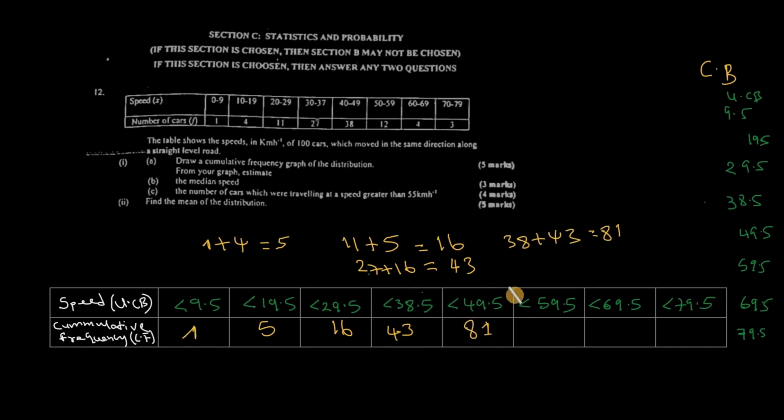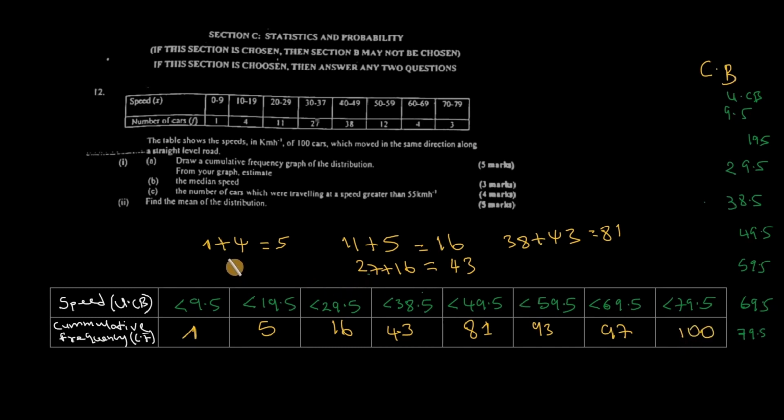Here we have, in this interval, 12. So we are going to take 12 plus 81, which will give us 93. Here we have 4. So we are going to take 4 plus 93, which is going to give us 97. Here we have 3. 3 plus 97 will give us 100.